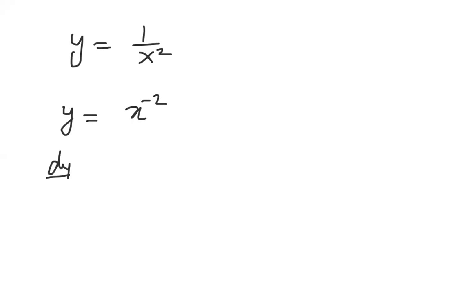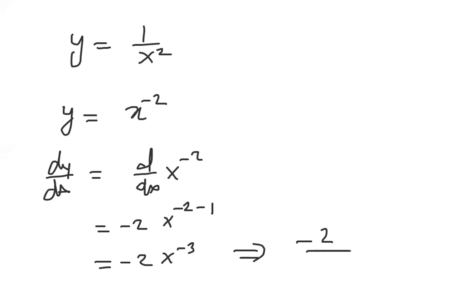Now third part I am taking: y is equal to 1 upon x square. So its derivative we need to calculate. I could also write it y equals x to the power minus 2. Now its derivative will be dy on dx equals ddx of x to the power minus 2. So minus 2 upon x cube.